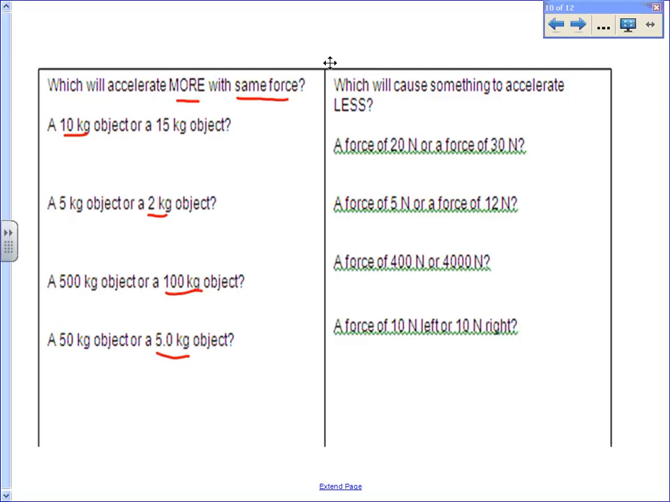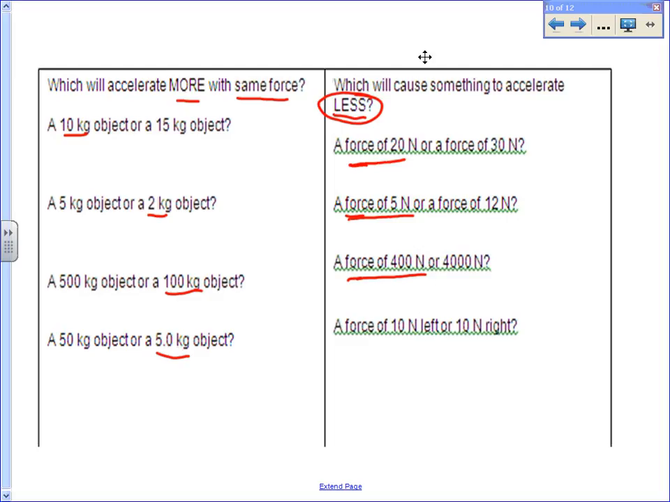Now look to the right. It says which will cause something to accelerate less. So what's harder to move? Whenever you push something really hard or when you push something really soft? Here we're looking at forces. So do you want to push really hard against something to get it to move less, or do you want to push really soft against something? We're going to push soft. So we're going to choose the smaller number in our scenarios. So that's how you're going to answer questions on this worksheet.